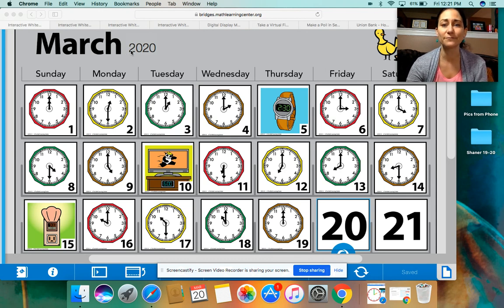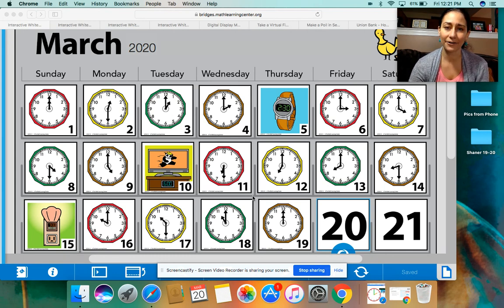There are three types of patterns on this March calendar. One pattern is the type of clock that appears on each of the date number cards. So here we have analog, analog, analog, analog, digital. Analog, analog, analog, analog, digital. So that pattern continues throughout the whole month of March.